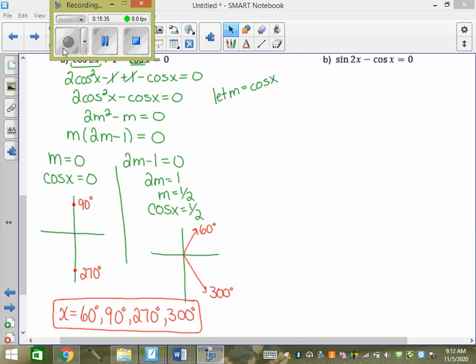Sine 2x, we only have one option. We can replace it with 2 sine x cos x.